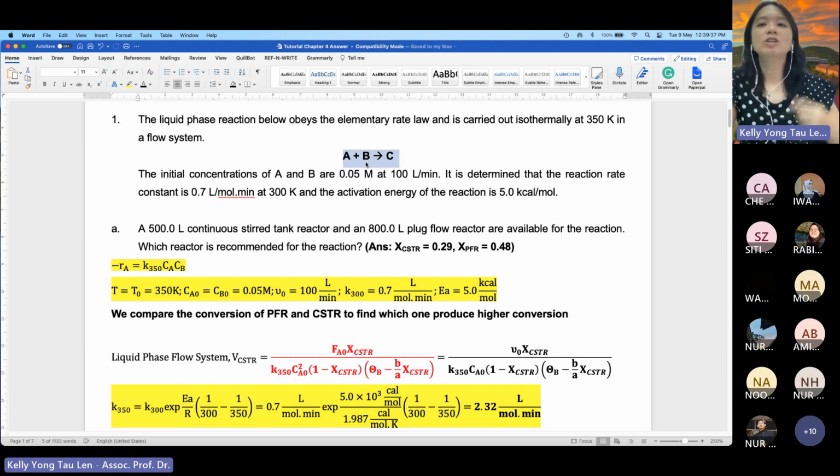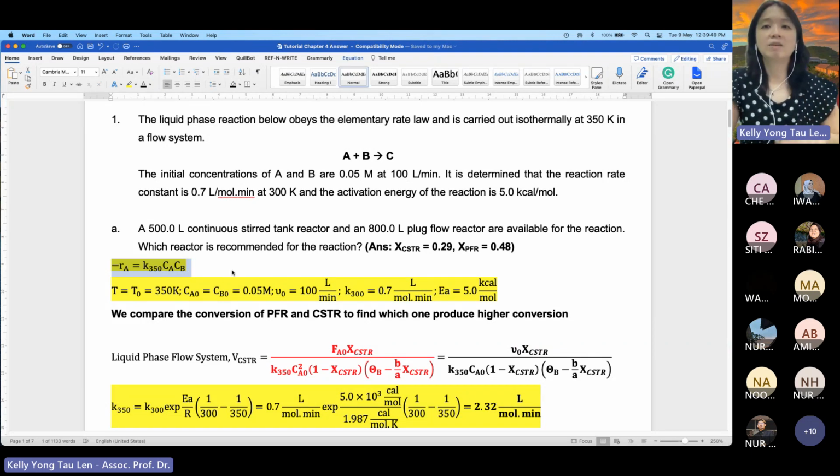Because 1A, 1B. So the rate law will be first order with respect to A and first order with respect to B. So rate law dia akan menjadi minus rA equals to k CA CB. So first thing kamu kena tahu dulu to write down the correct rate law. Sebab kalau rate law kamu salah, kamu akan pilih equation yang salah.